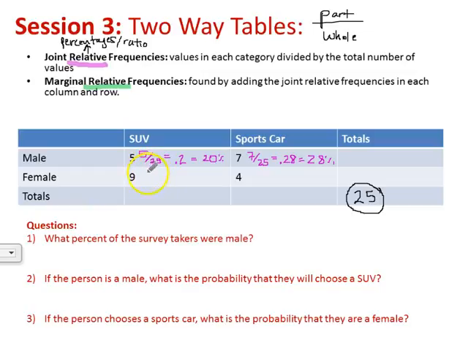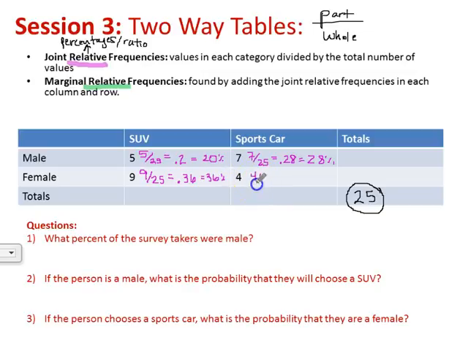So we're going to do the same thing. 9 divided by the total number of people surveyed, which is 25. Type in my calculator 9 divided by 25, and I get 0.36. When I move that decimal 2 places to the right, that gives me my percentage as 36%.